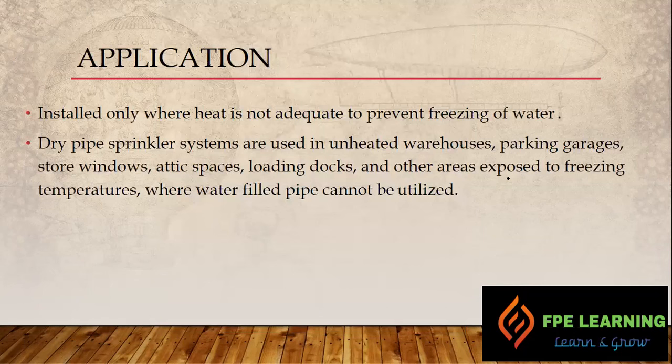Okay, so what is the application of the dry pipe system? Where is the application of the dry pipe system, right? A dry pipe system is installed in areas where heat is not adequate to prevent freezing of water, right? Always where the temperature goes below 0 degrees Celsius, right? So we have to use the dry pipe system at those locations. And what are the areas of application? We can use the dry pipe system in unheated warehouses, parking garages, store windows, attic spaces, loading docks, and other areas exposed to freezing temperature, where a water-filled pipe cannot be utilized because of the freezing temperature. These are the applications of the dry pipe sprinkler system.